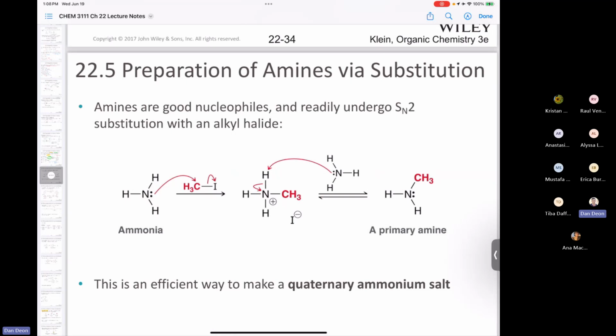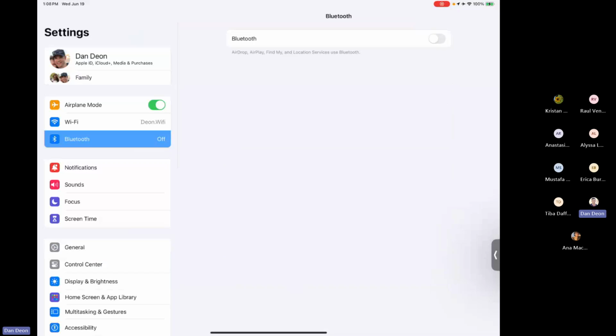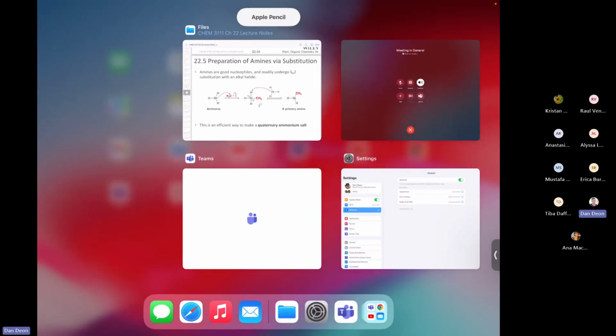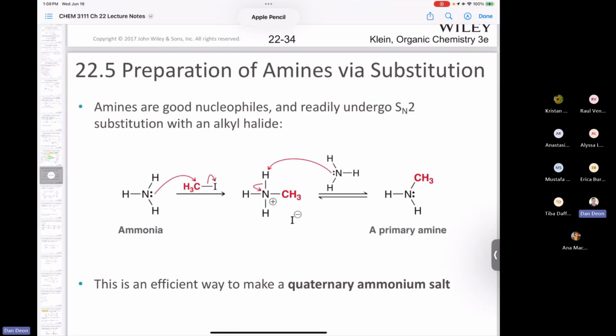Well, now I don't even have my Apple Pencil set up. So let me turn that on. Come on. There we go. All right. So let's go back here and we're done. All right. Now we're on.